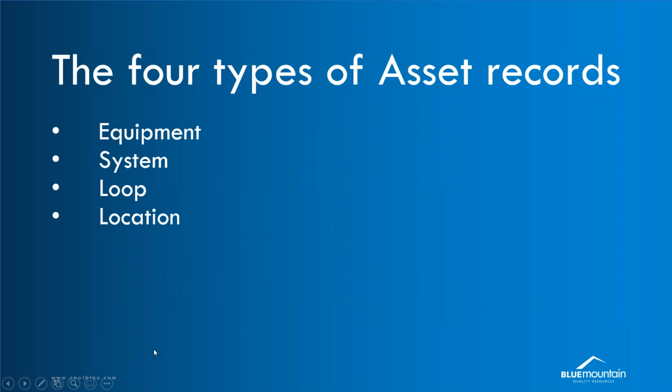So there's going to be 4 types of asset records that we're going to cover today. Within the software, there's actually 5. The last one is personnel, but because of how different personnel is from the rest of these 4, we're not going to dive into personnel today. We're only going to be talking about equipment, system, loop, and location.